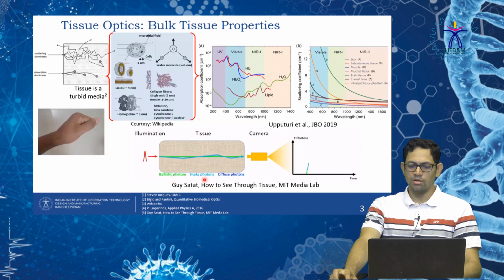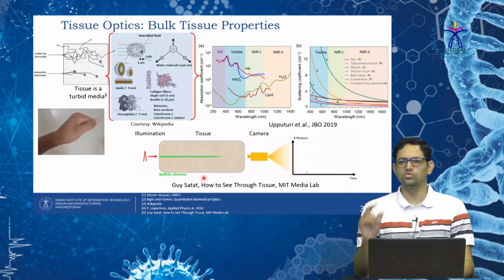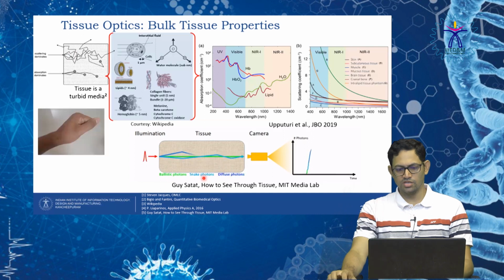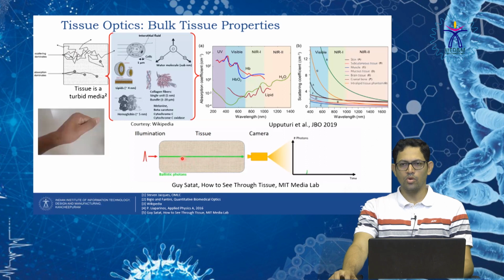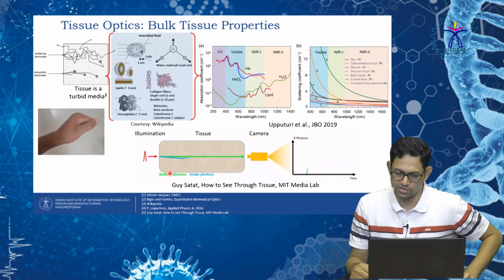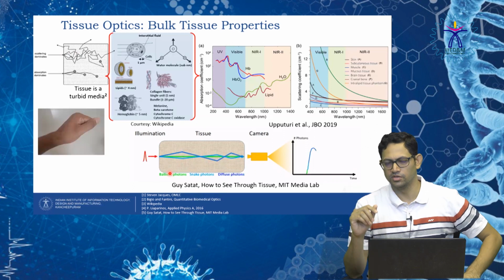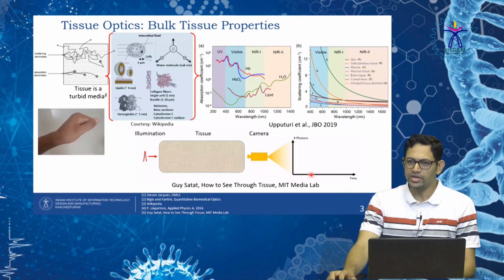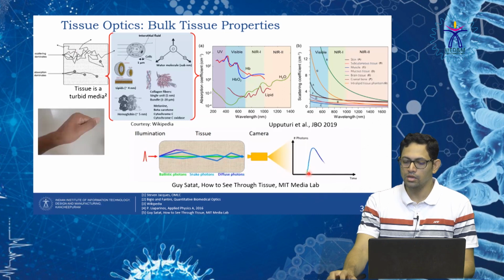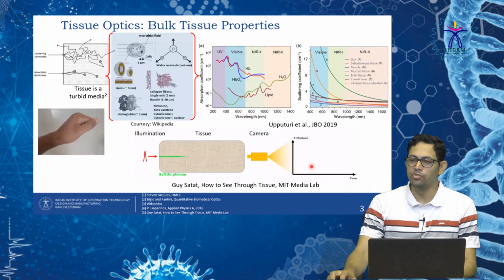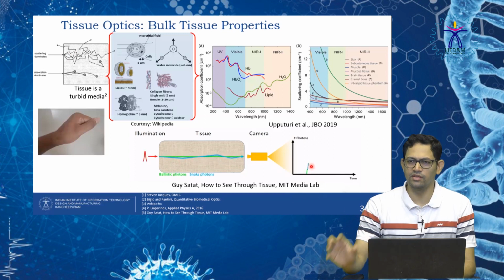Then there is something known as snake photons. Snake photons are those photons which undergo a low number of scatterings. So you can see the green color is for ballistic photons, which just go straight. Then you have the snake photons in sky blue color, which undergo a few scattering events, not many. So in the detector, the first to get detected is the ballistic photon, that is the green color, and then the next is the one in sky blue, the snake photons, which undergo very few scattering events.